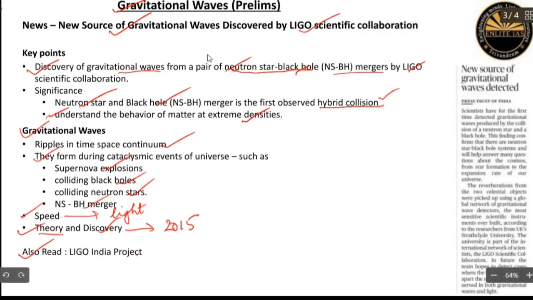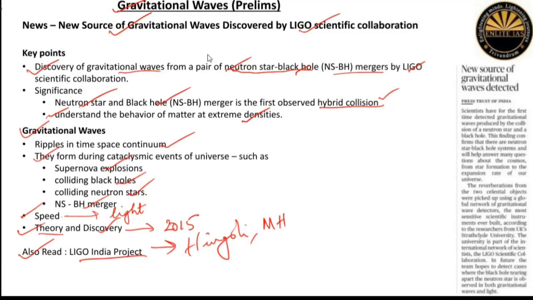In this context, you should also know about the LIGO India project, which is a gravitational wave observatory being planned in India in Hingoli, Maharashtra, and it is planned to be a part of the worldwide network of LIGO.